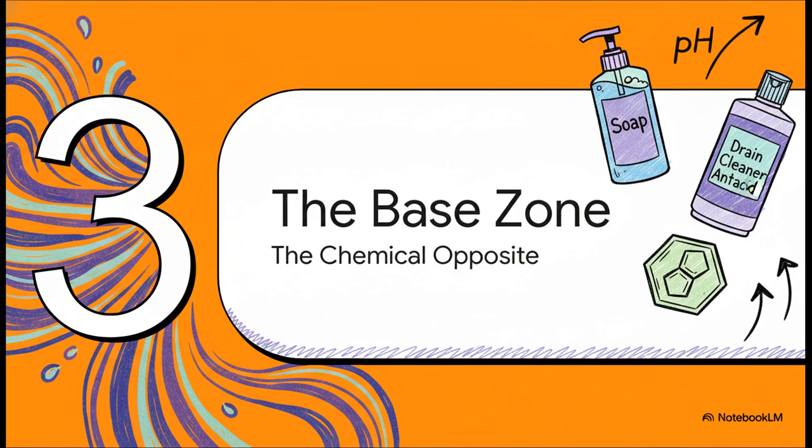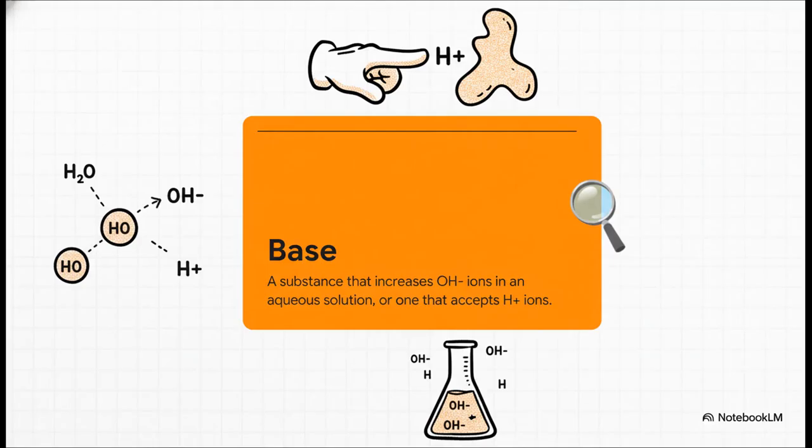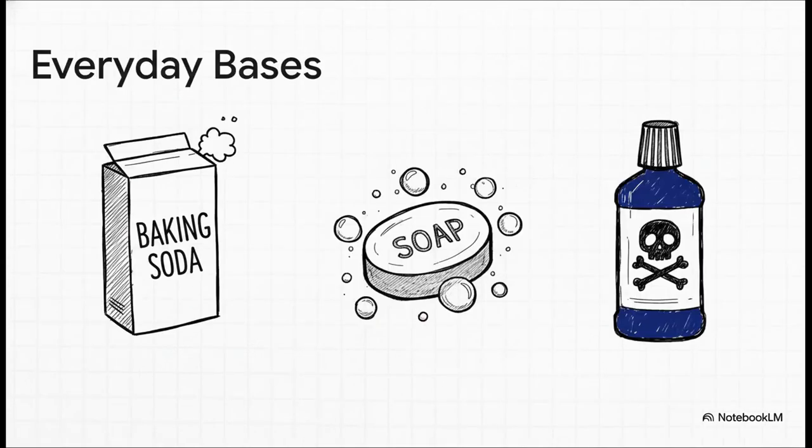This is the base zone, and it's pretty much the chemical opposite of the world we were just in. You can think of bases as the anti-acids. They're the yin to the acid's yang. Instead of releasing hydrogen ions, they do the opposite. They either release hydroxide ions, or they go around gobbling up any free hydrogen ions they can find. And just like acids, bases are super common. Baking soda, a pretty mild base, is probably sitting in your kitchen cabinet right now.